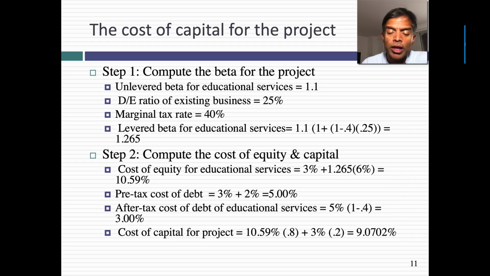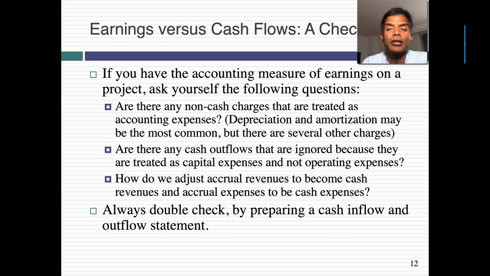My overall cost of capital is my cost of equity, and now we revert back to the old debt to cap ratio, 0.8, plus the cost of debt after tax, 3% times 0.2, which gives me a cost of capital for this project of 9.07%. So the key for looking at cost of capital for projects is that you have to focus on the project, not the company taking the project. So let's do a checklist on earnings versus cash flows.